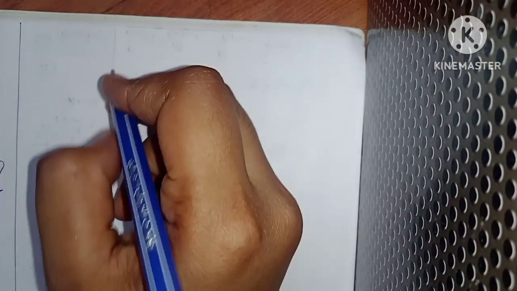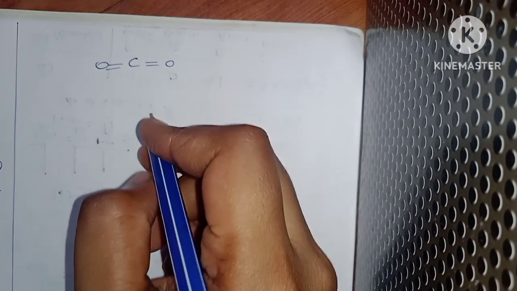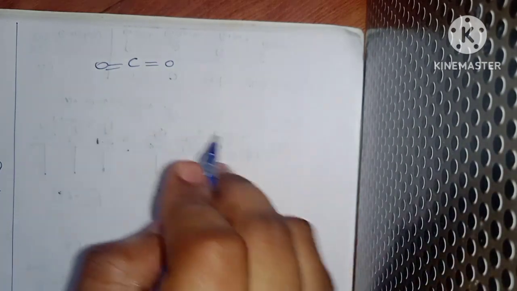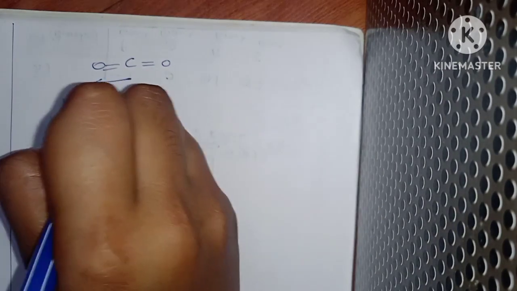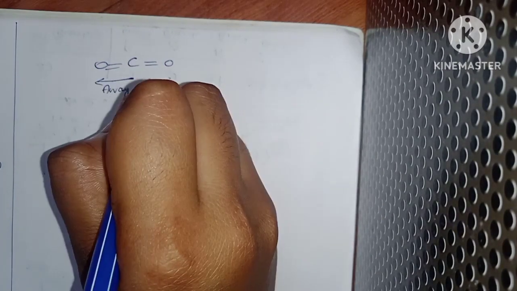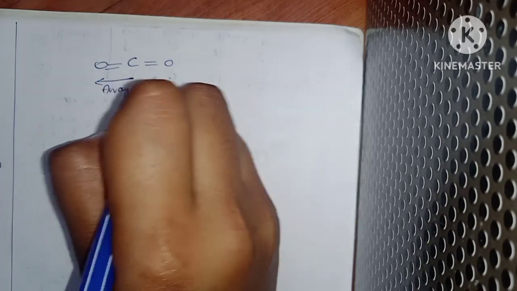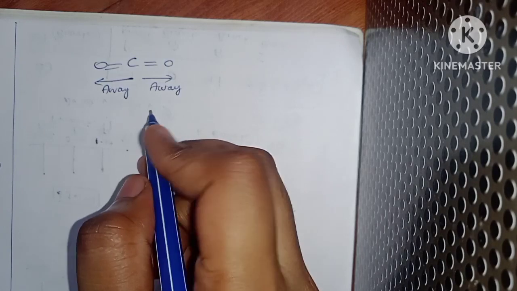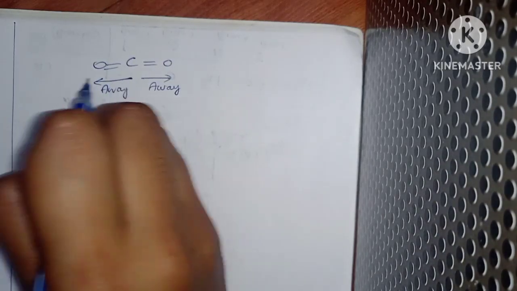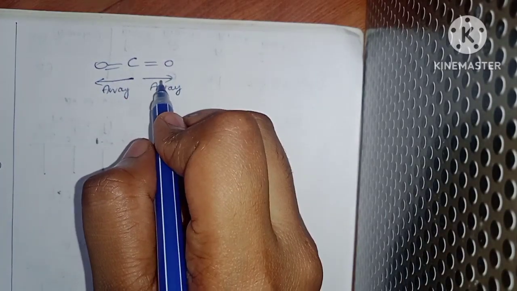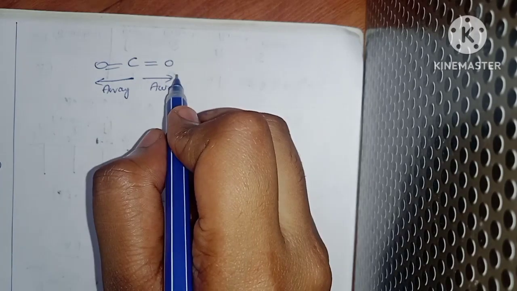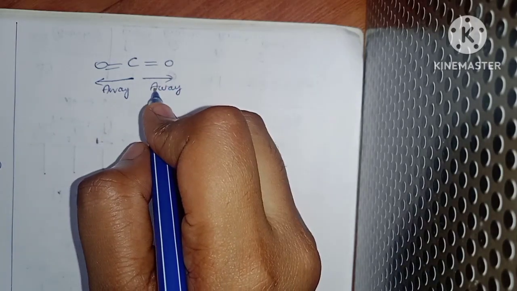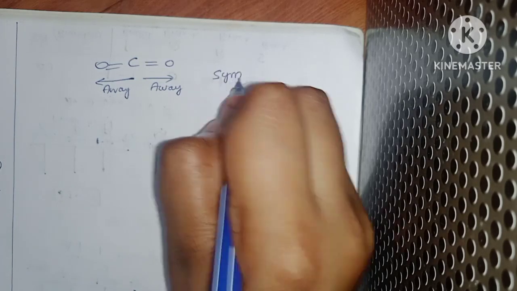Now how do we represent symmetric stretching for a CO2 molecule? Symmetric stretching means both bonds move in the same manner. If this one is moving away from the central atom carbon, the stretching for this part is also away from the central atom. This is symmetric, a similar manner. So this type of stretching is called symmetric stretching.